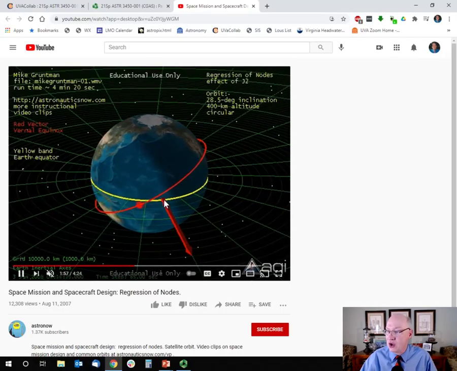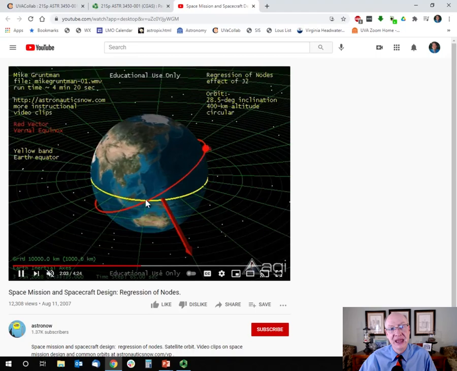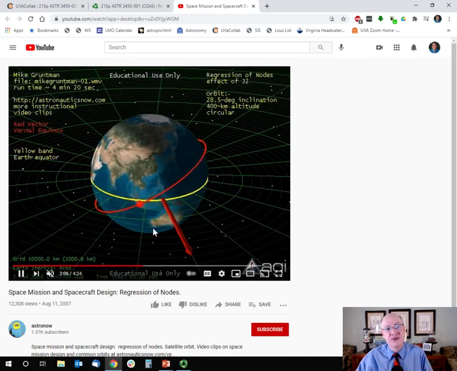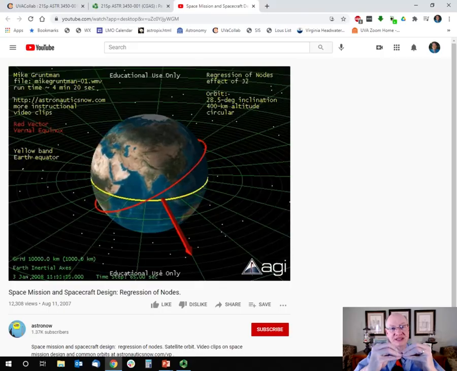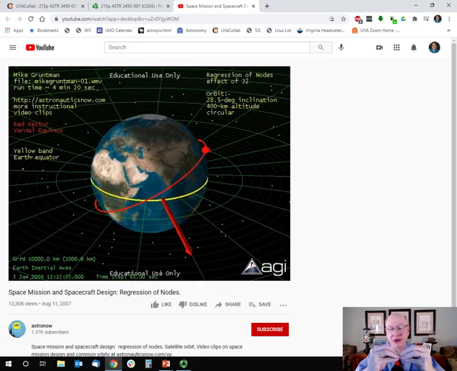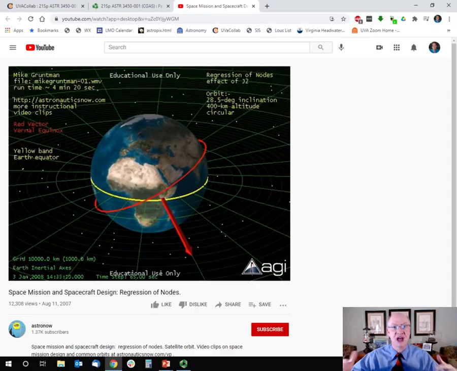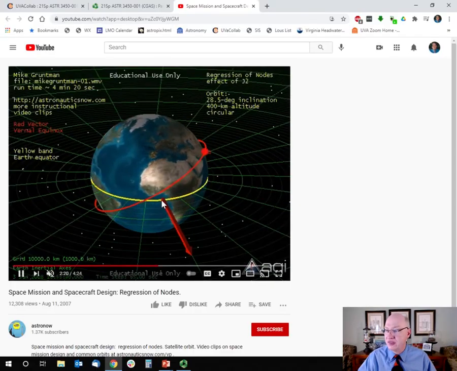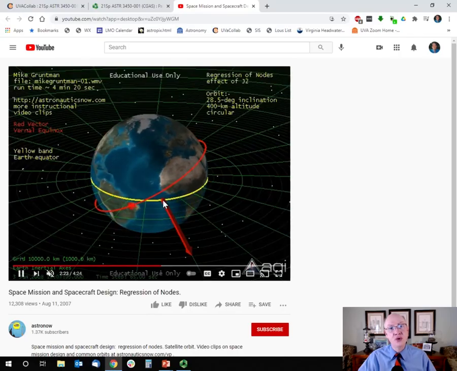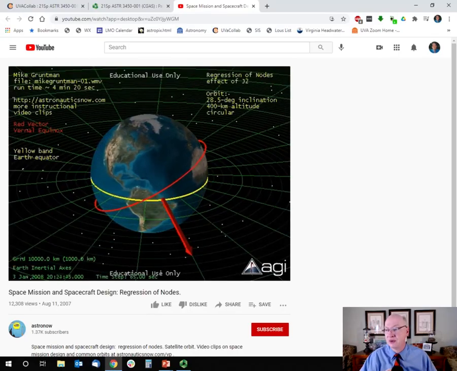At the beginning of the video, it was over here on the vernal equinox, and you'll notice that every orbit, it shifts over just a little bit. If the Earth were a perfectly spherical tiny point down at the center, and we didn't have any other bodies like the moon and the sun and the other planets pulling on the orbit of a satellite, the node there would stay still. The orbit would remain in its perfect orientation. It wouldn't shift around at all.